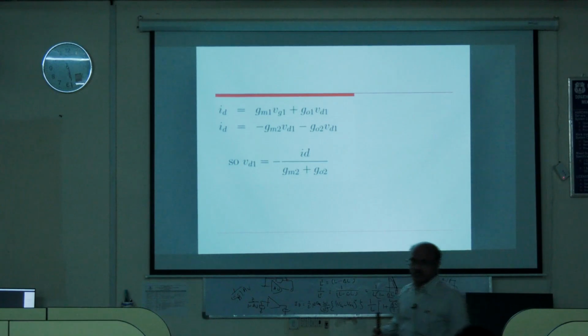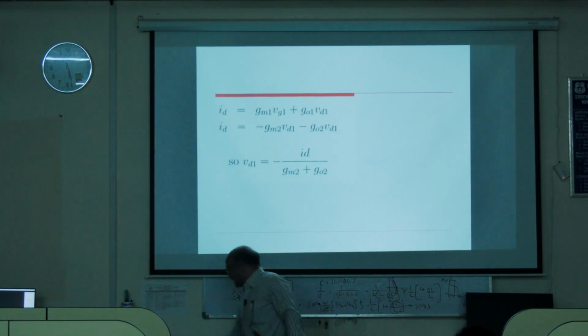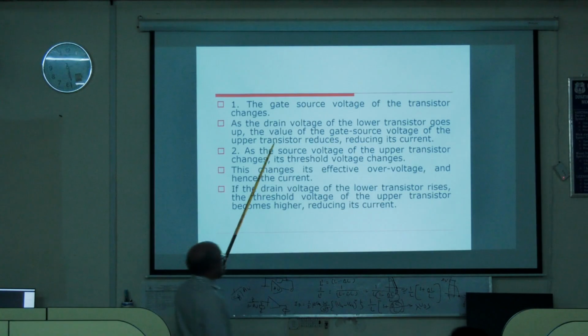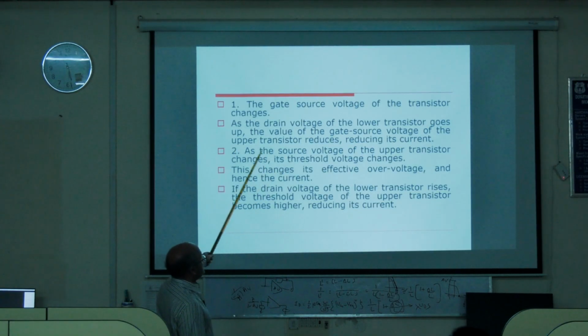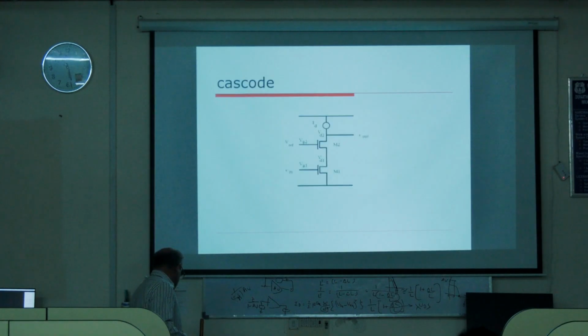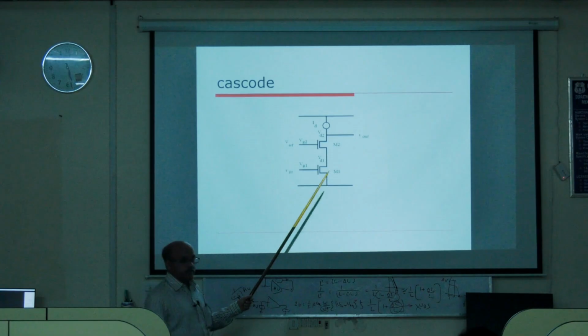Gm2 plus G02. You got that, and then one thing you have to keep in mind. The gate to source voltage of the transistor is going to change here as the drain voltage of the lower transistor goes up. The value of the gate to source voltage of the upper transistor is going to reduce, reducing its current. So if you try to look at this circuit, then only you will understand. So what is happening here?